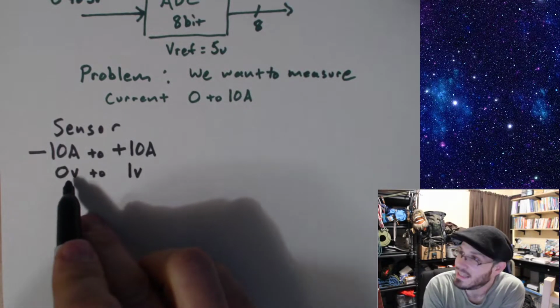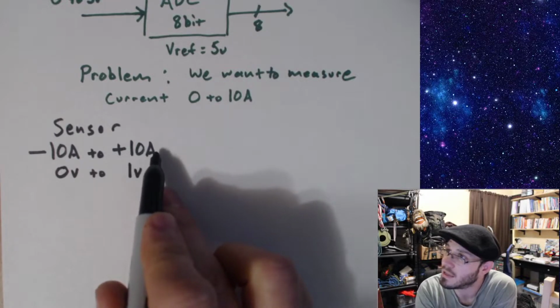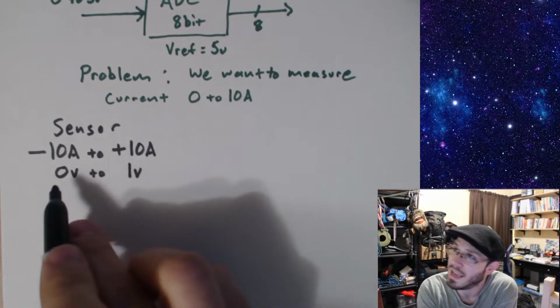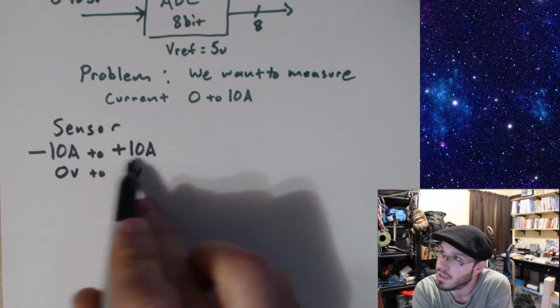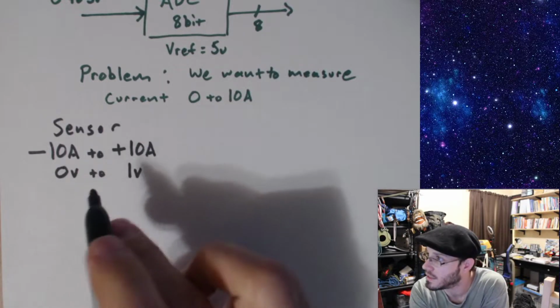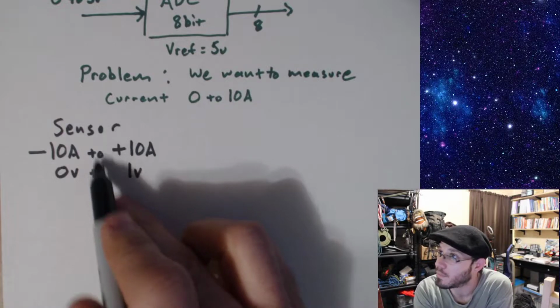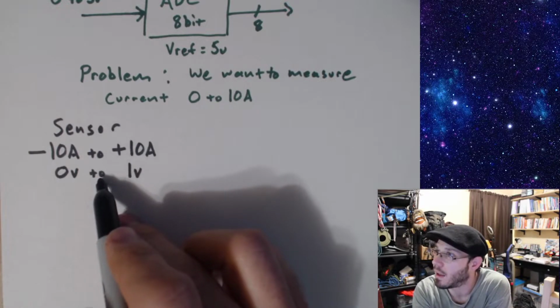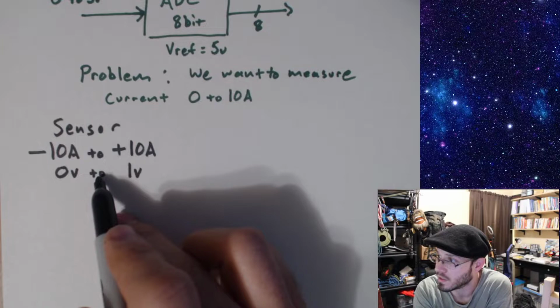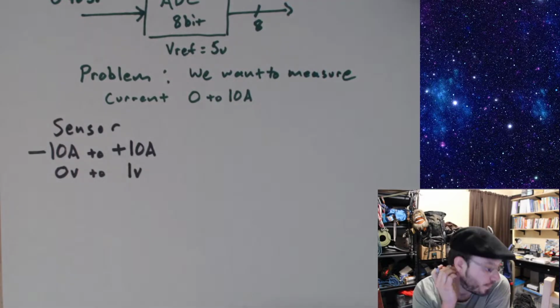Okay, so -10 amps is going to be 0 volts and +10 amps is going to be 1 volt, and all values on this range it's going to be linear. So if I had 0 amps, I would get 0.5 volts coming out of this sensor.